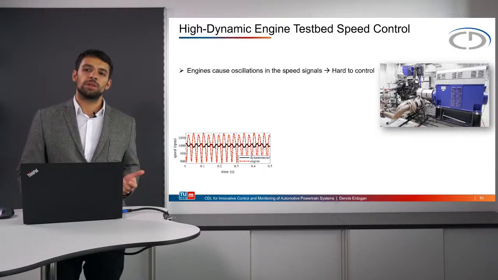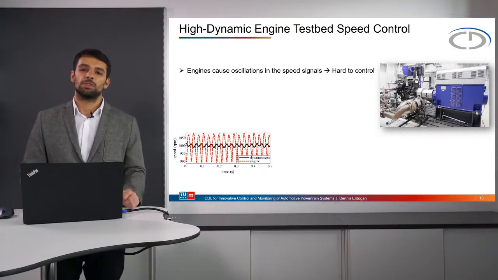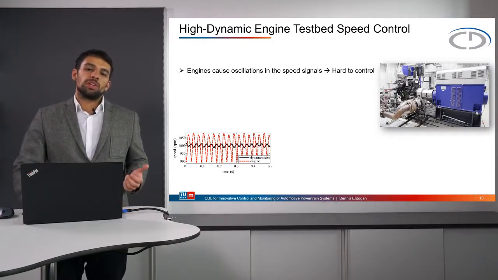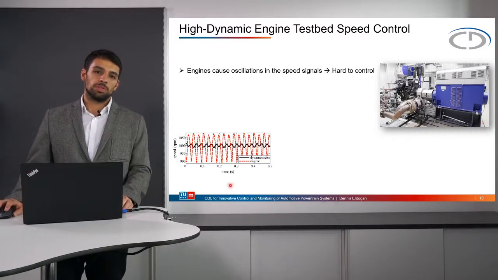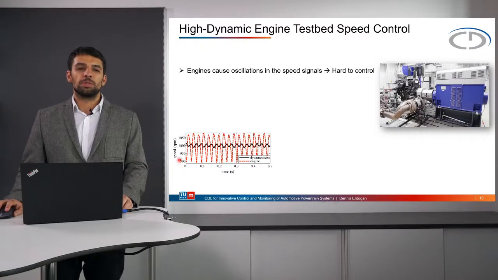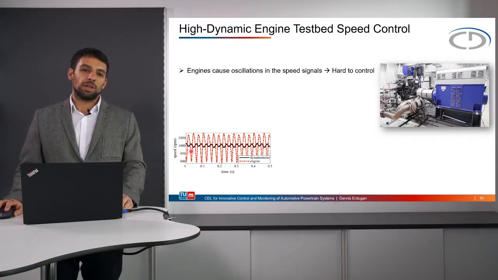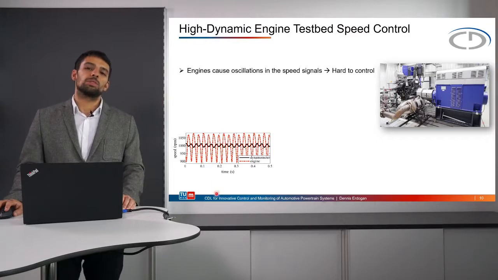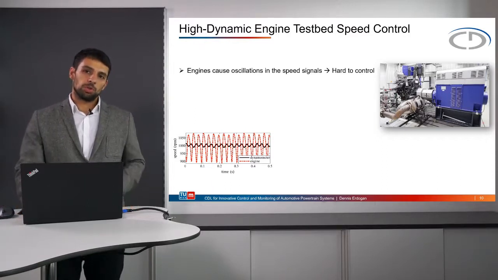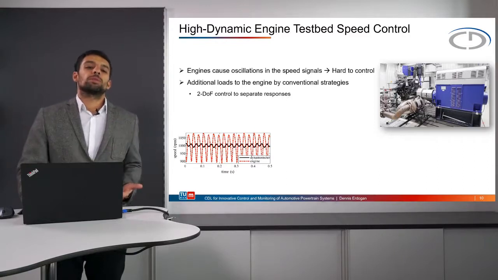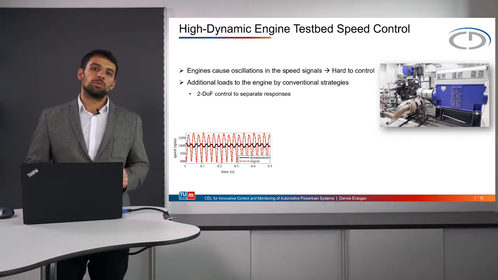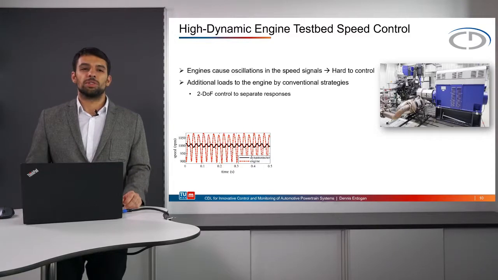On the next 2 slides, I want to present a high dynamic engine testbed speed control. Engines cause a lot of oscillations in the speed signals, as you can, for example, see down here in this plot, where the black line is the dynamometer speed over time and the red line is the engine speed over time. This makes it very hard to control for conventional controllers, because they tend to feed back those oscillations, and it might lead to additional loads to the engine by those conventional strategies.